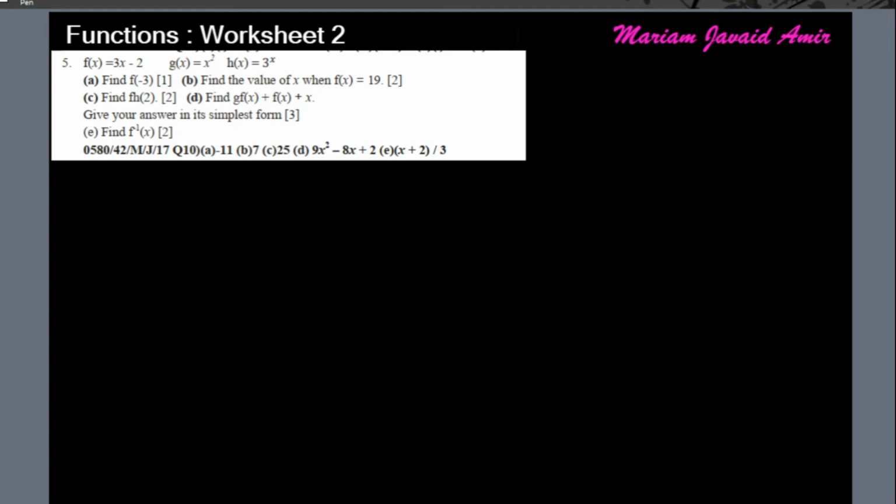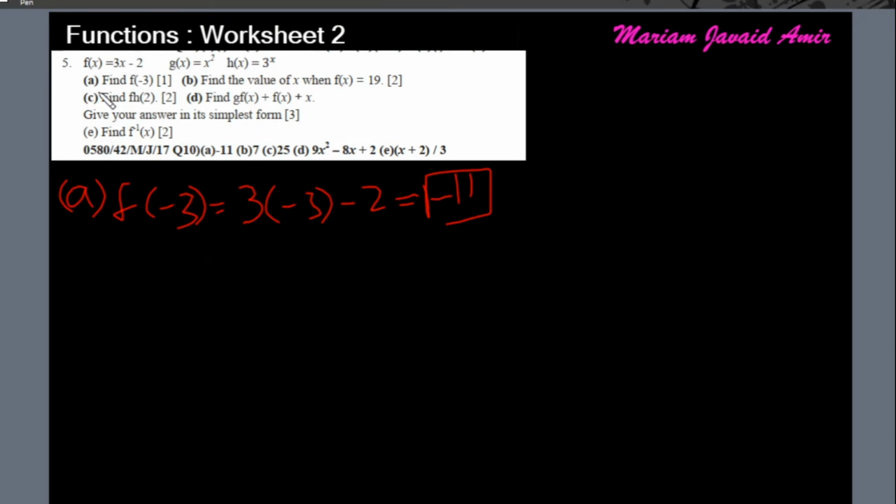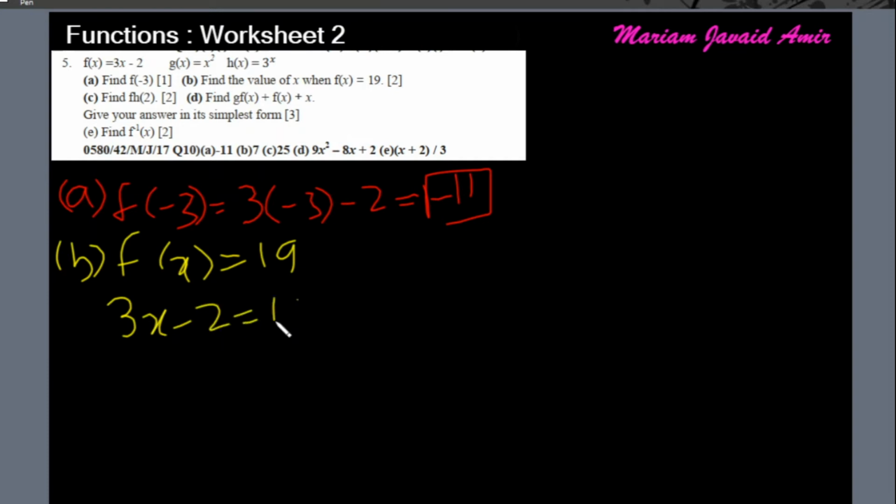Question number 5. Part A, find f(-3). Simply replace x with -3 in the function f(x), and we get -9 - 2 = -11. For part B, find the value of x when f(x) equals 19. We know f(x) equals 3x - 2 equated to 19. So 3x is equal to 21, x equals 7.